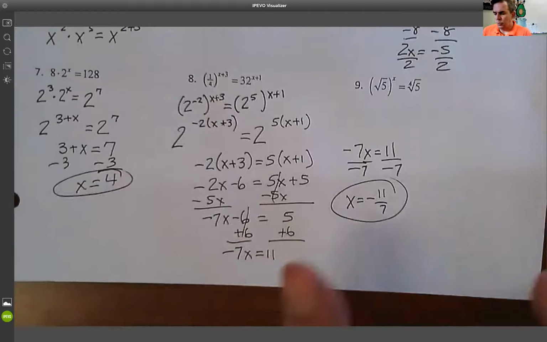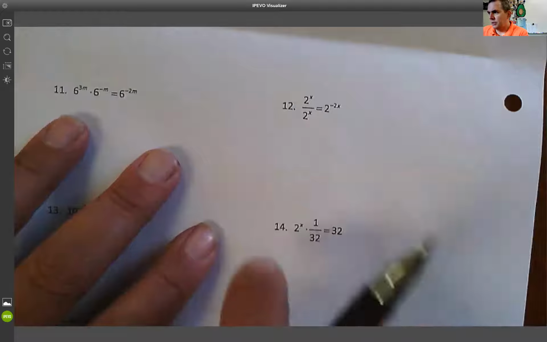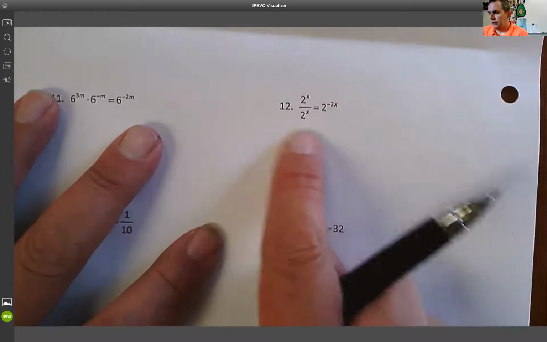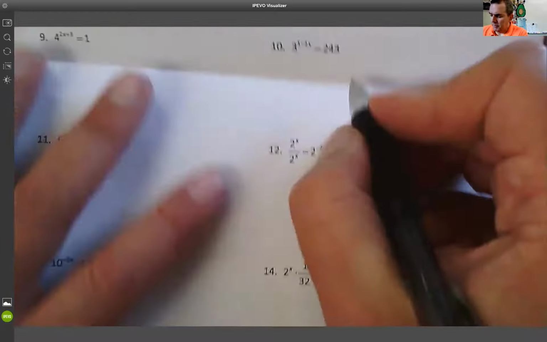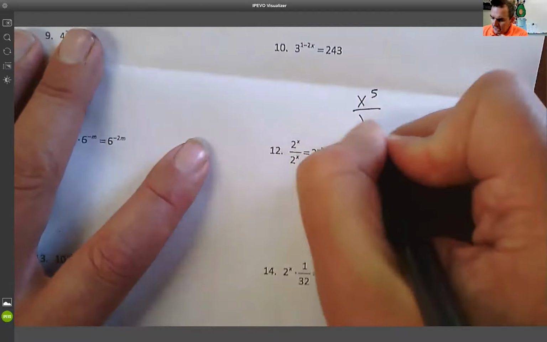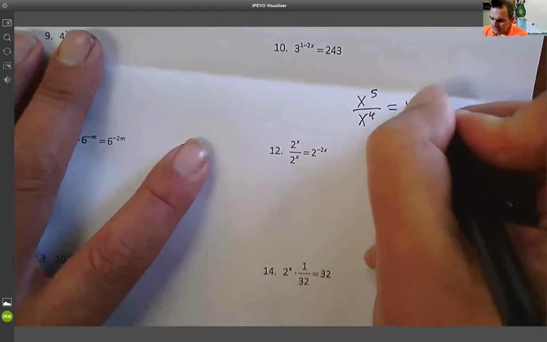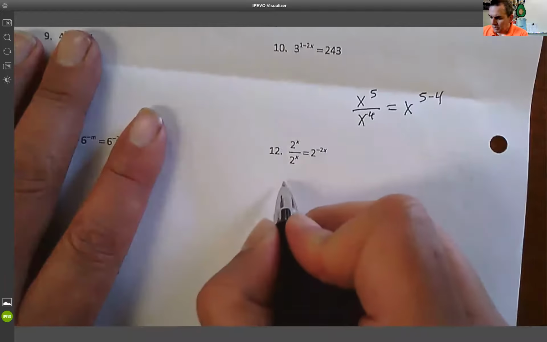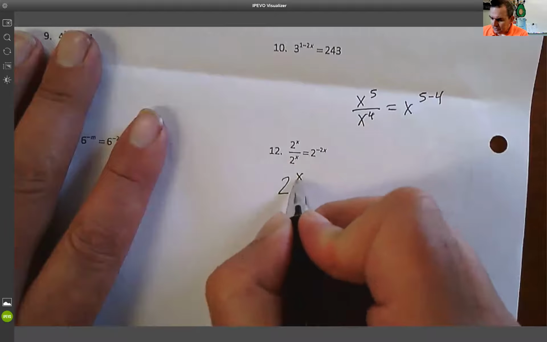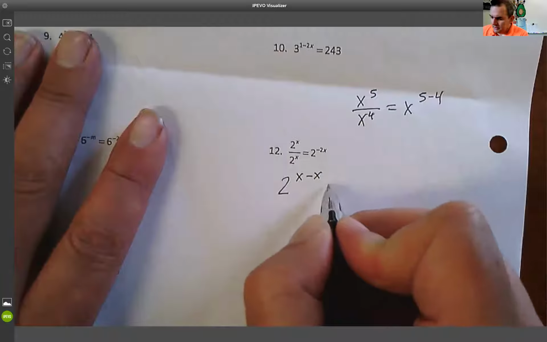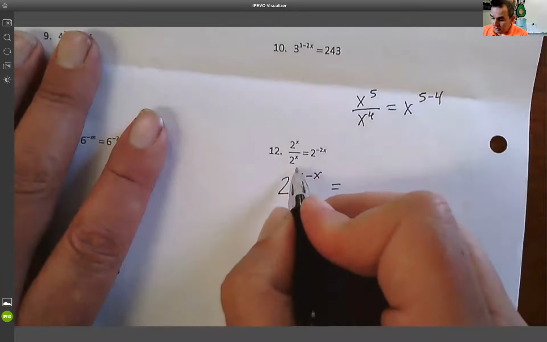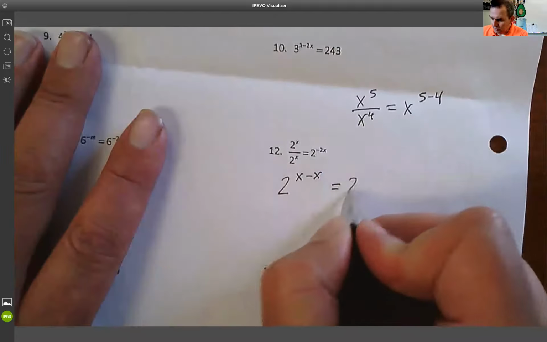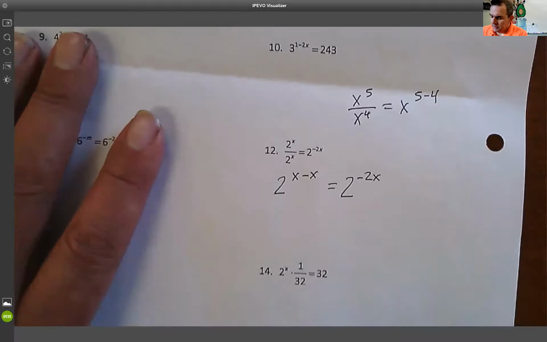The only one that's not on there, if I wanted to do an example, is if we had a division. So let me just show you this one. If it's a division, notice all our bases are the same. If you remember, x to the 5th divided by x to the 4th, we do x to the 5 minus 4. Same idea here. What we're going to do is 2 to the x minus x, because 2x minus x equals 2 to the negative 2x.